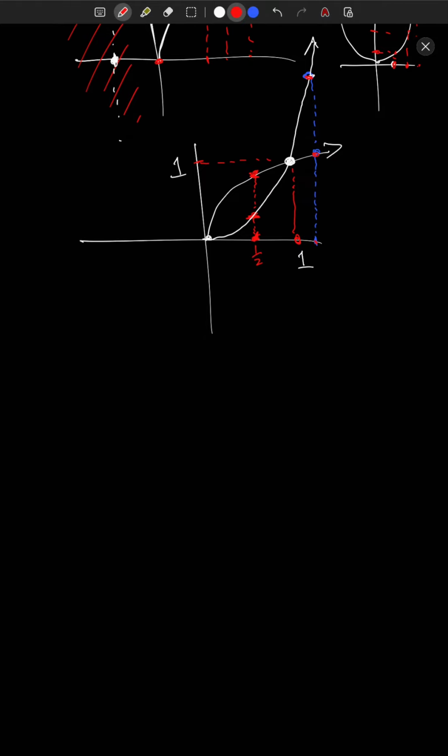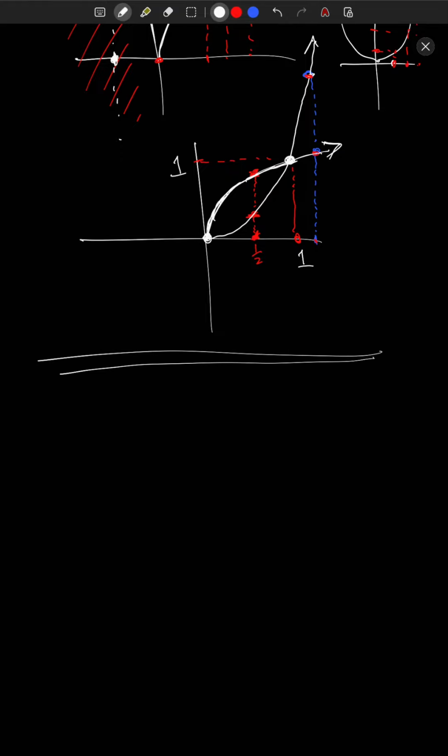I know a lot of people in this class are eventually going to be taking calculus. There's another really interesting feature of the square root function, and that's that at 0, it kind of goes upwards vertically in a way like that. But you'll deal with that in calculus.